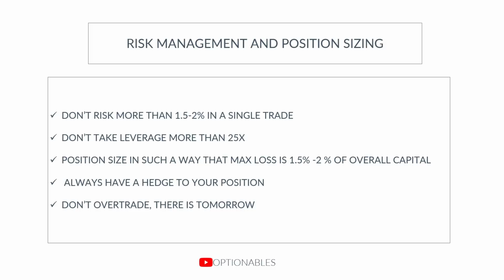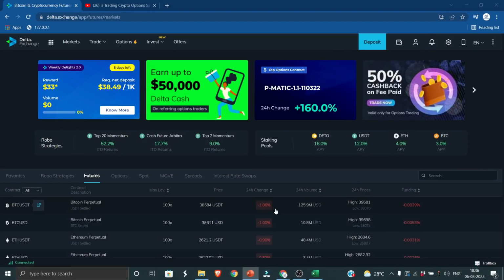And always hedge your position. Make sure that you don't have unlimited risk, because you never know what might happen. So always hedge your position and don't overtrade. There is always tomorrow. So that's all. The system trade I'll be deploying from tomorrow is at 2 p.m. I'll short.